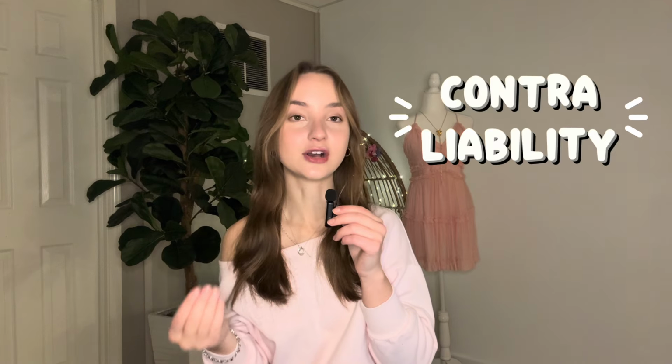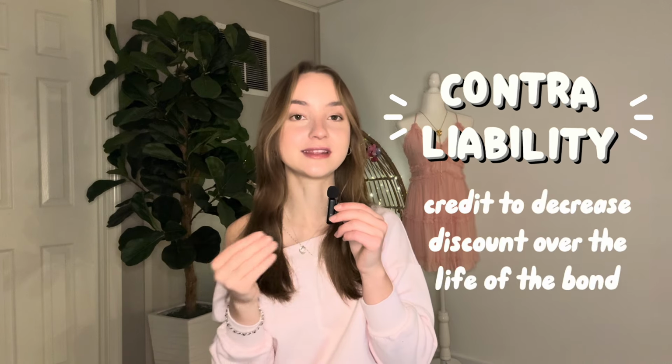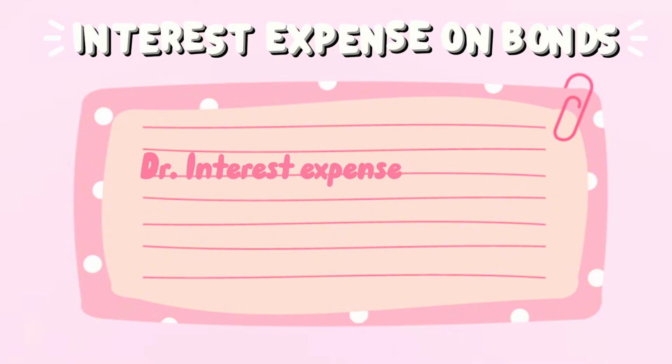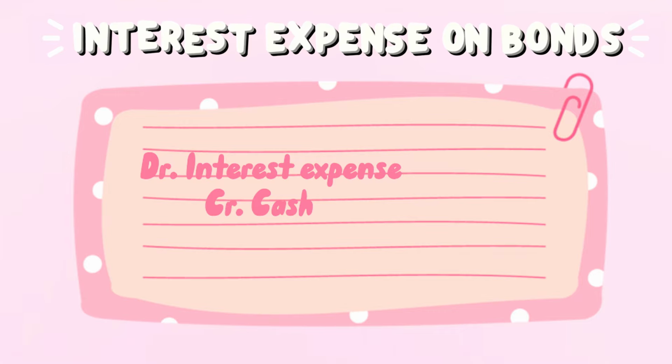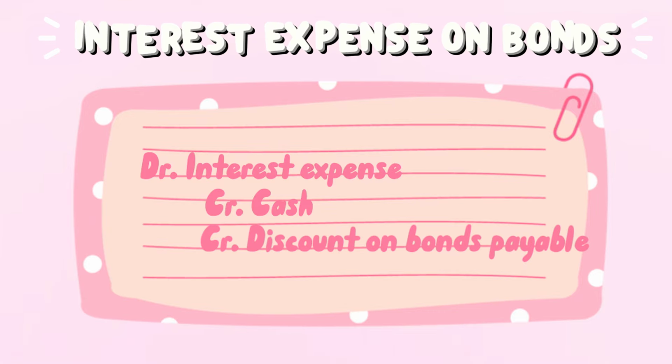Since the discount is a contra liability that we want to go away over time, we are going to credit the discount to reduce it. In a journal entry, we would debit interest expense, credit the actual cash we used to pay the interest, and credit our contra liability for the amortized amount.